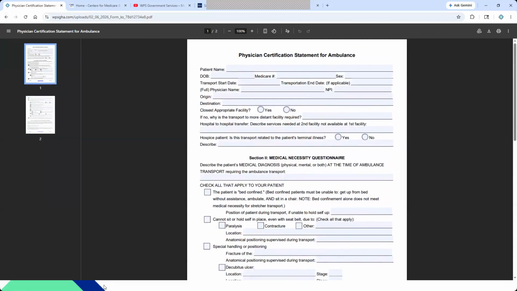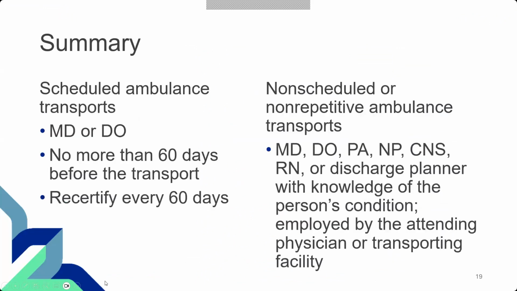All right, jumping back to my slides real quick. So summary. Scheduled ambulance transports, do they need a physician certification statement? Yes. And it actually does need to be the medical doctor or the DO that signs. It cannot be more than 60 days before the transport. So the date on that form, on the bottom, has to be dated and it cannot be more than 60 days. They can be recertifying every 60 days, which means you could get a new one every 60 days. And that also happens, especially with some of the cancers, the kidney dialysis, all of those types of things.